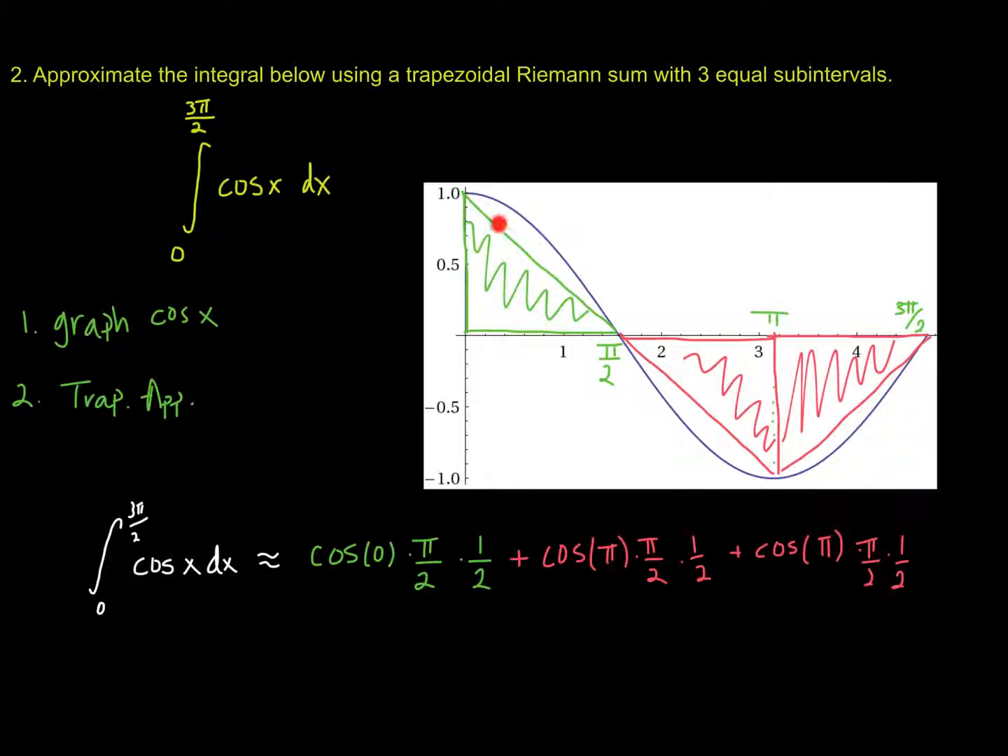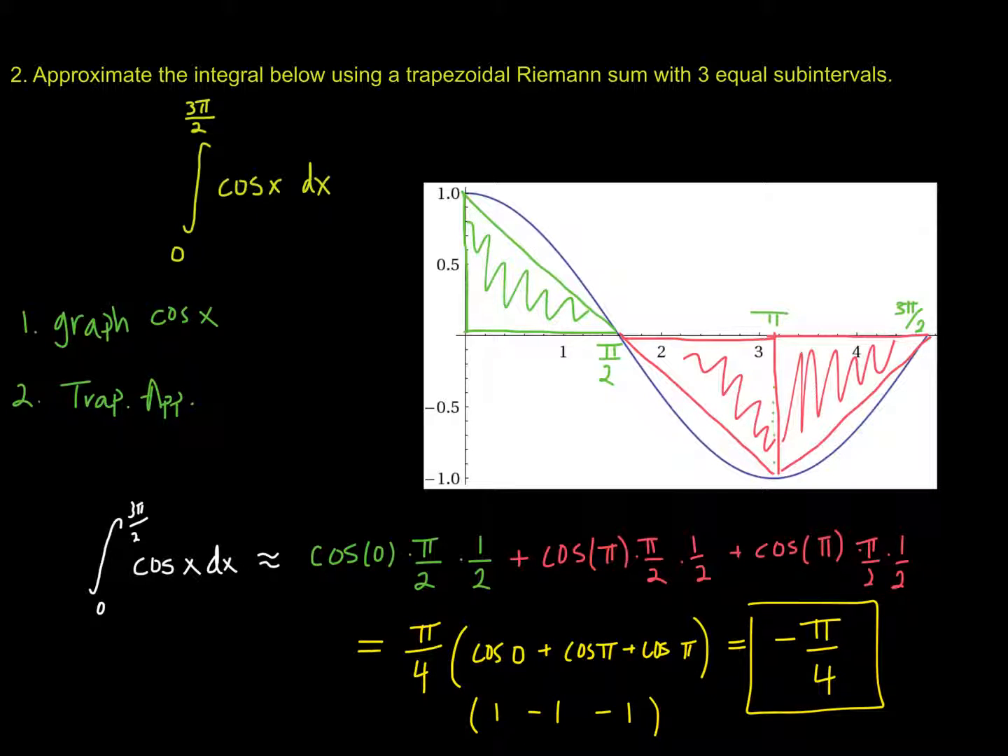Notice, of course, that this is above the x-axis and these are below, and so the value of cosine that I get will be negative, which will cause me to subtract these away from the area that is above the x-axis. I can factor out a pi over 4 from both and then compute cosine at each of these and evaluate. And there you have it. I end up with negative pi over 4, which you can clearly check makes sense because I have more area beneath the x-axis than above. In fact, I have one triangle above and then two of the exact same triangles below, so I will end up with negative pi over 4.